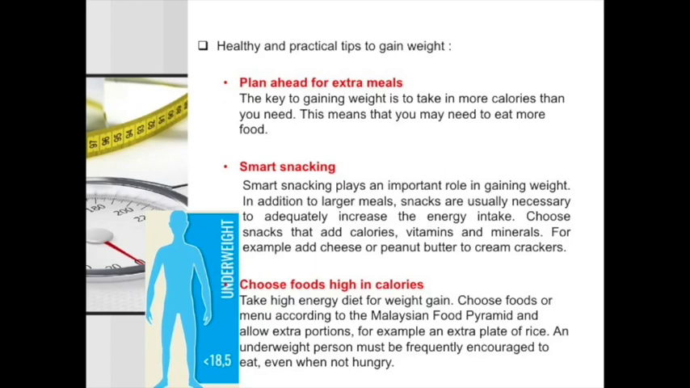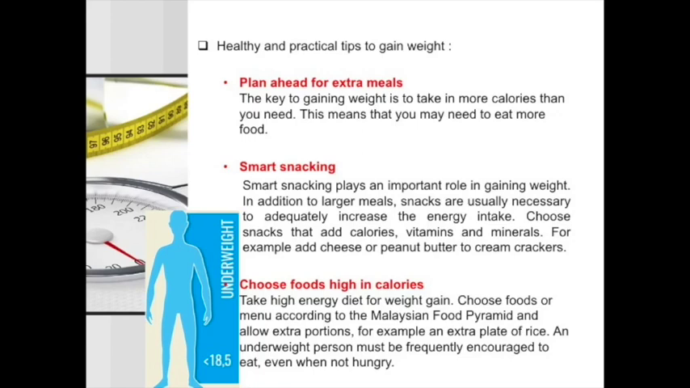Here are some of the tips. First, plan ahead for extra meals. The key to gaining weight is to take in more calories than you need. This means that you may need to eat more food. Second, smart snacking. Smart snacking plays an important role in gaining weight. In addition to larger meals, snacks are usually necessary to adequately increase the energy intake. Choose snacks that add calories, vitamins and minerals. For example, add cheese or peanut butter to cream crackers.